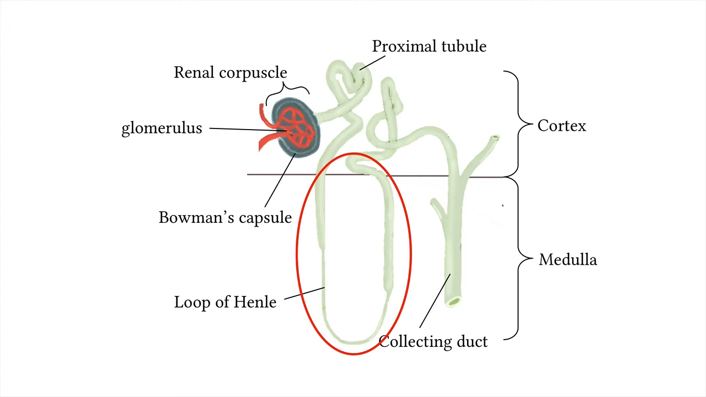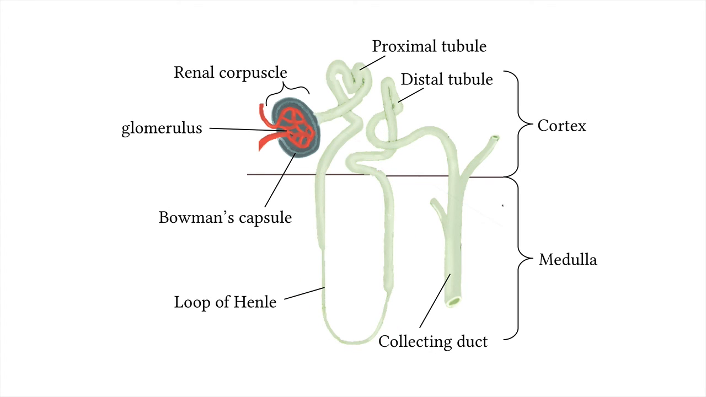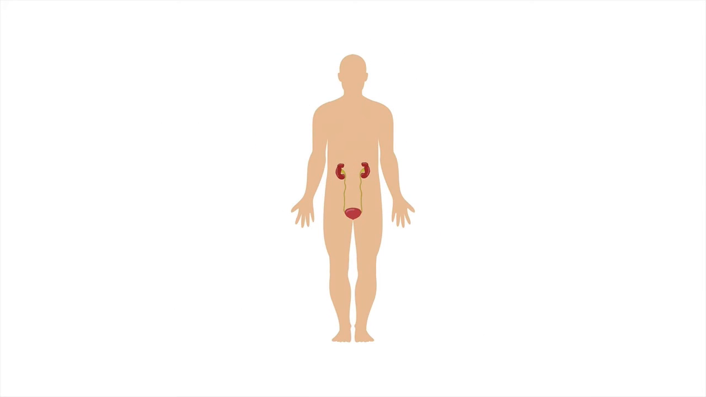The cortex is where the loop of Henle meets the distal tubule. Now, not all nephrons have a loop of Henle. In fact, only about 10% of them do. But it's those nephrons with loops of Henle that are responsible for the concentration of urine, so we will focus on them. You have about 1.3 million nephrons in each of your kidneys.